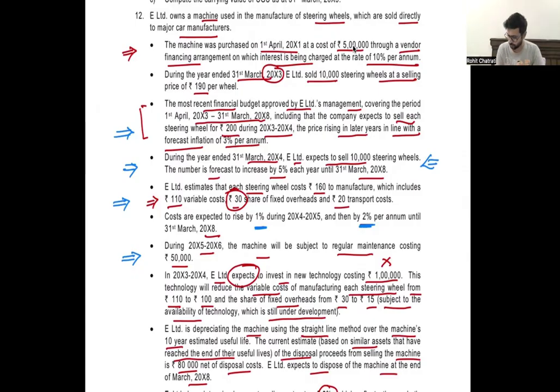Items that are not going to be considered as cash flows: one, financing cash flows like interest expense. We did not consider it as an outflow. Tax outflows are also not going to be considered because we use a pre-tax discount rate. We're not deducting tax because we're actually using a pre-tax discount rate for the purpose of calculating present value.